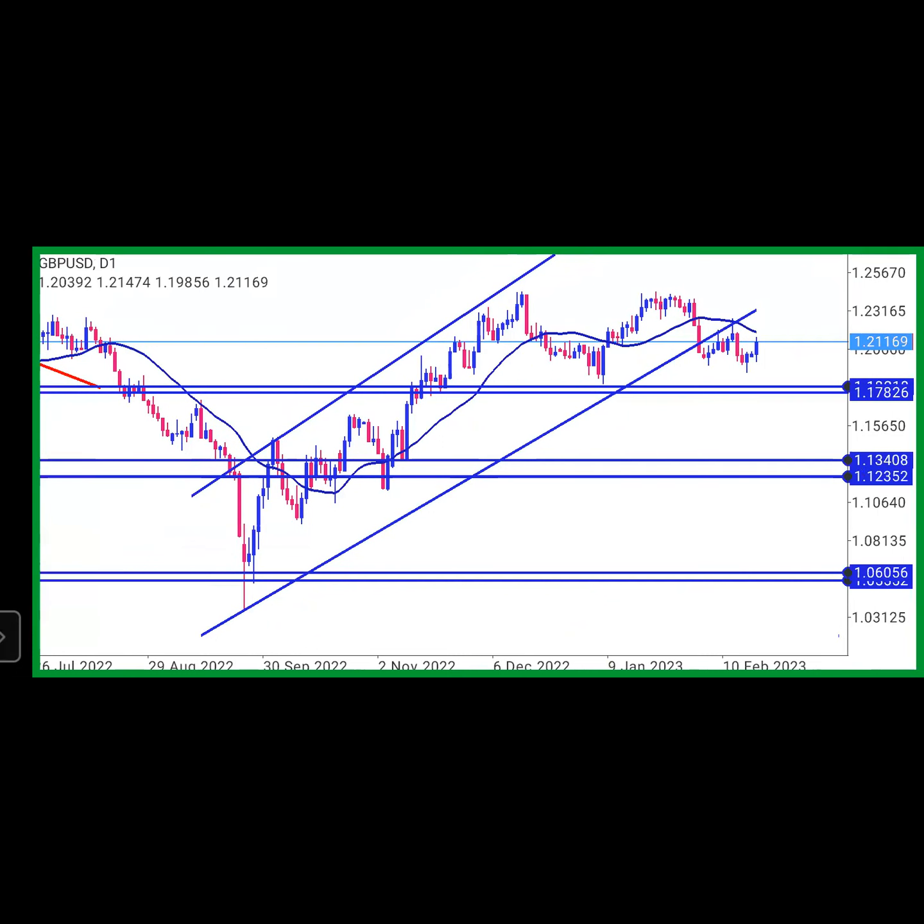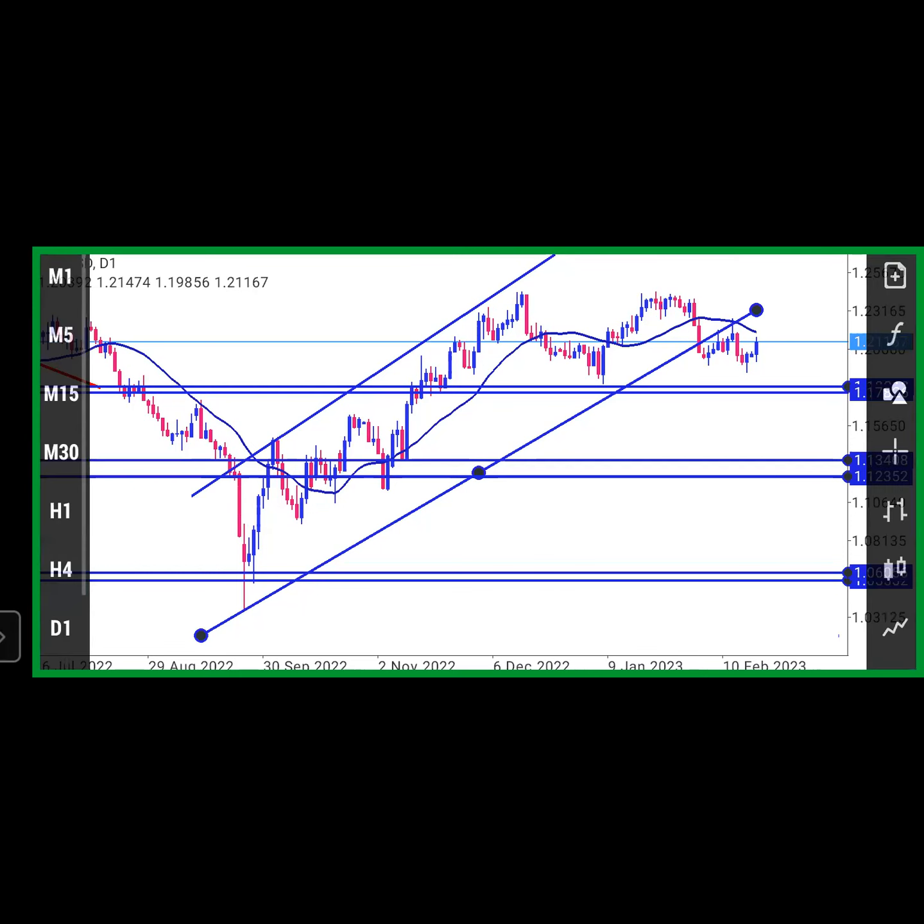Which one do you think we have? This is an uptrend, but at the tail end, it's ranging. Good. At the tail end, it's ranging. Not only did it range, it even left your trend line. Now that's a strong message.